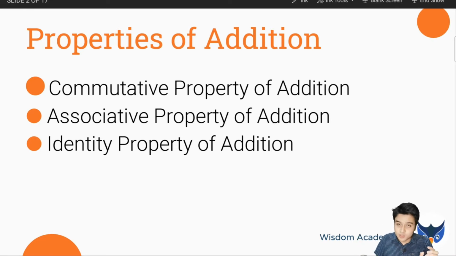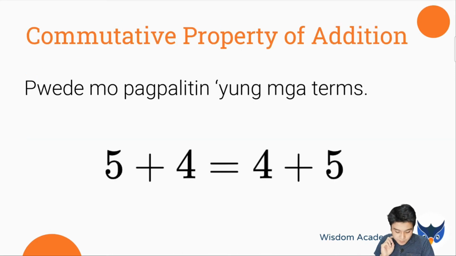First is yung commutative property of addition. Second is yung associative property of addition. And then next is yung identity property of addition. Now, yung commutative property of addition, yung mga meaning ng mga properties talagang diniretso ko na, no? As you can see sa slides, talagang straight to the point. Kung ano yung mapupulot natin dun sa property, nilagay ko na siya straight to the point.